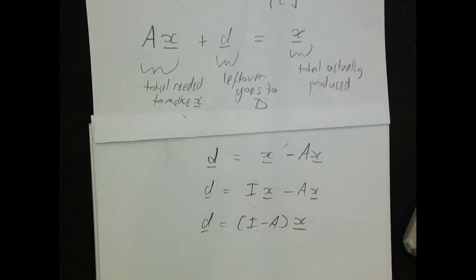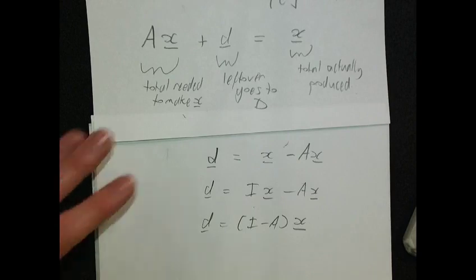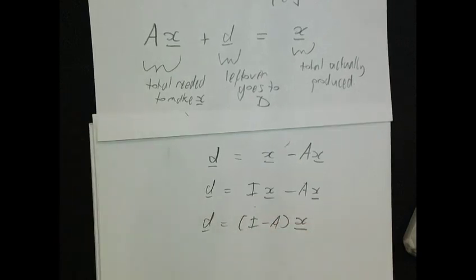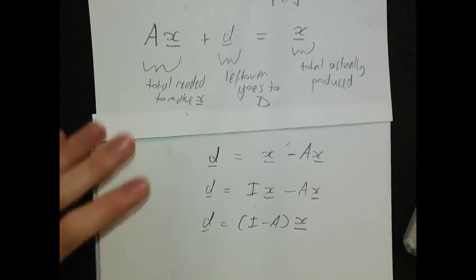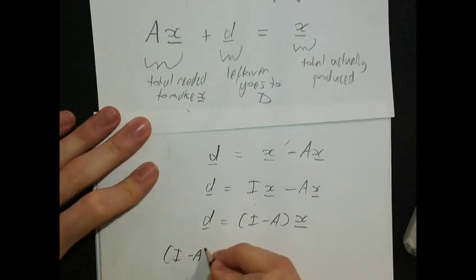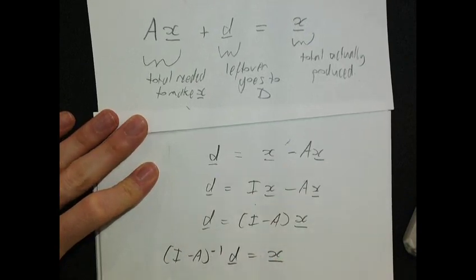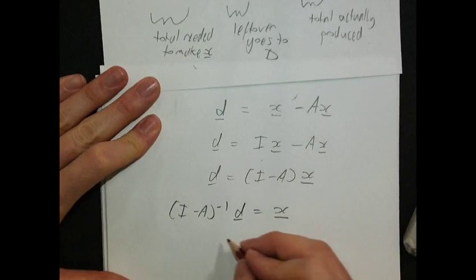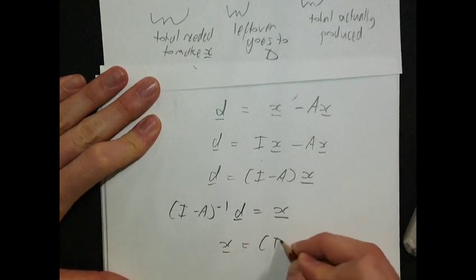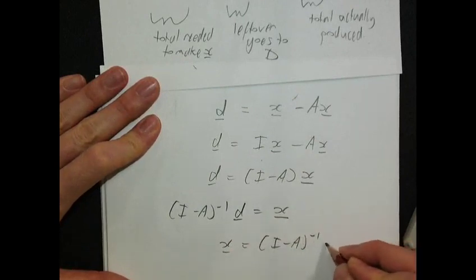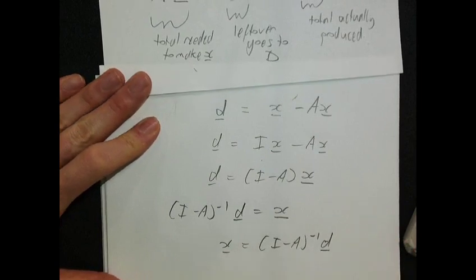And so that means that if I multiply both sides by the inverse of whatever I minus A is, it will produce X by itself. So I want to, in inverted commas, divide by that, but I can't divide by matrices, so I multiply by the inverse. Like that. And so if I write that around the right way, X equals that, if I want.